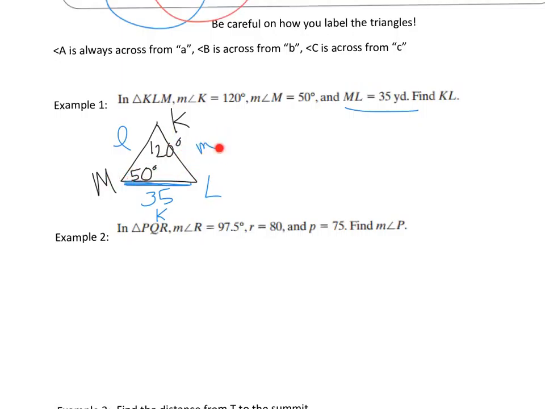So I'm going to use the angle that's across from M. It's 50 degrees. So I'm going to do the sine of 50 degrees is to M, and I'm going to use the side and the angle that I know. Now I do know this angle because all three add up to 180. But I don't know this side length, so that's not going to help me with my proportion. I only want one variable in here. So I'm doing the sine of 50 is to M as the sine of 120 is to 35.